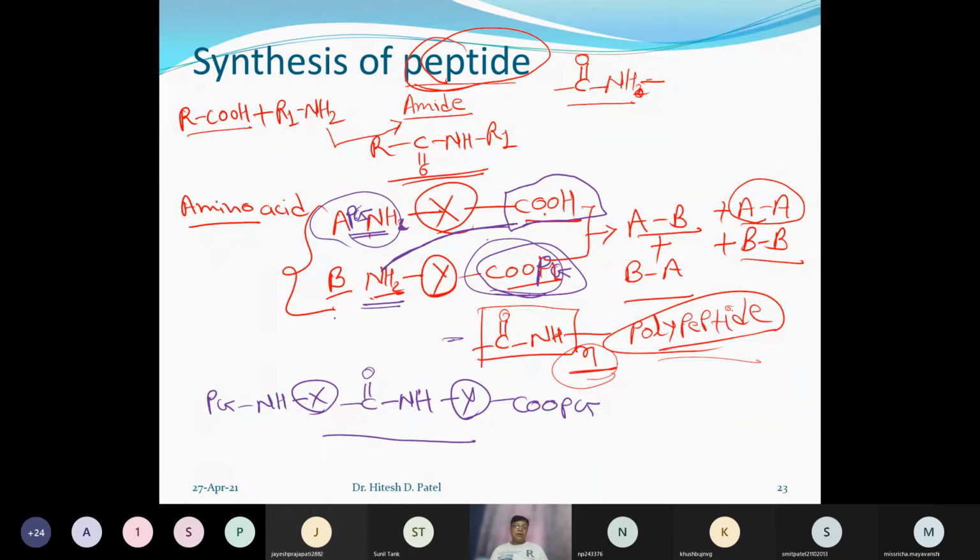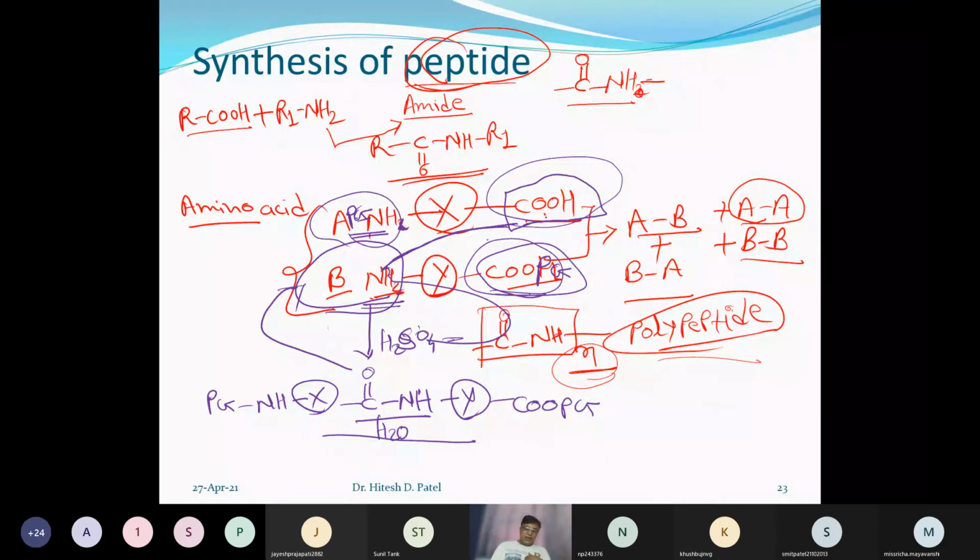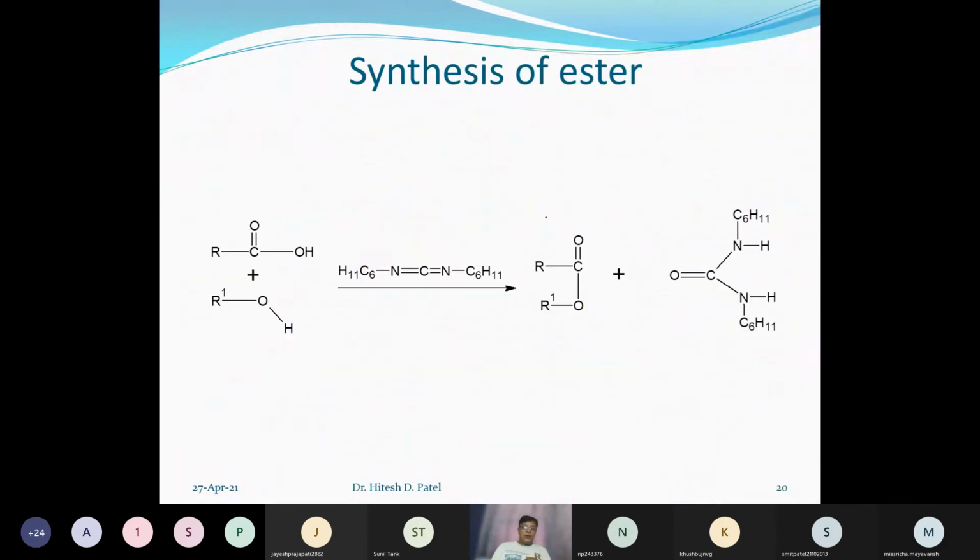This reaction we can carry out in the presence of an acid, sulfuric acid, let's say. During this process, water is generated. Now, if water is there, then acidic hydrolysis of the amide or peptide will take place, and again we will get amino acids, again the carboxylic acid, again this compound. So due to this issue, as we have discussed in ester, the same issue we find over here.